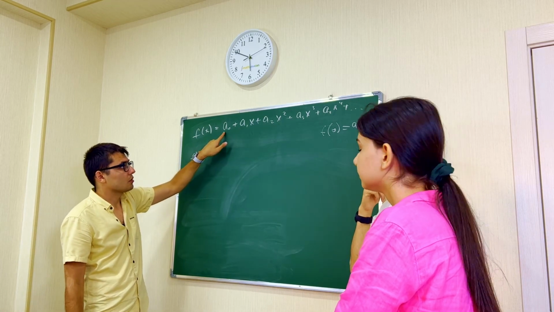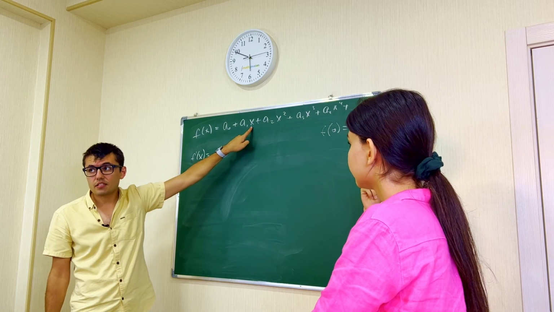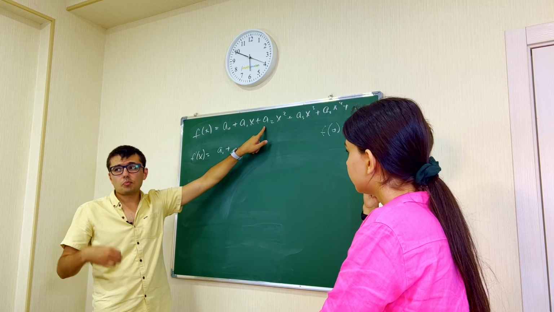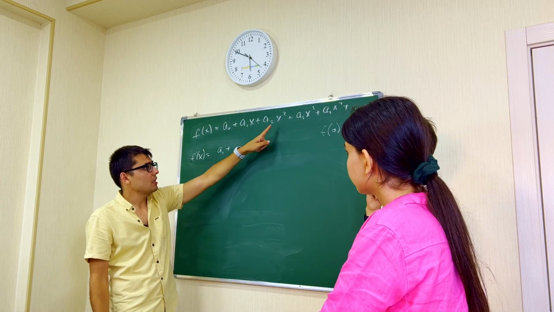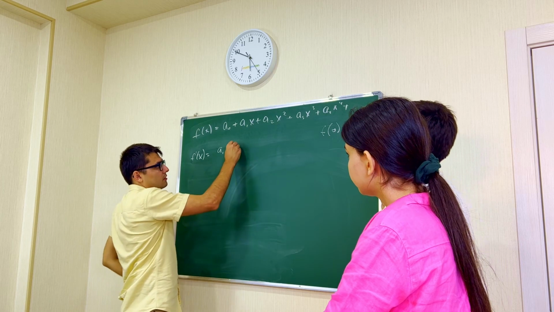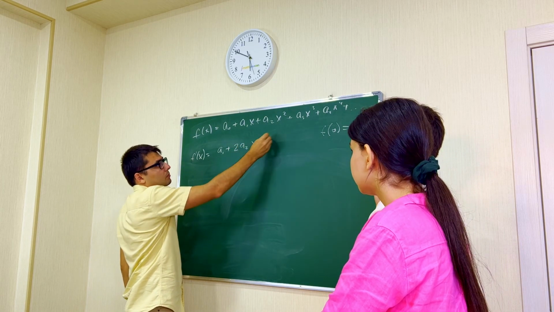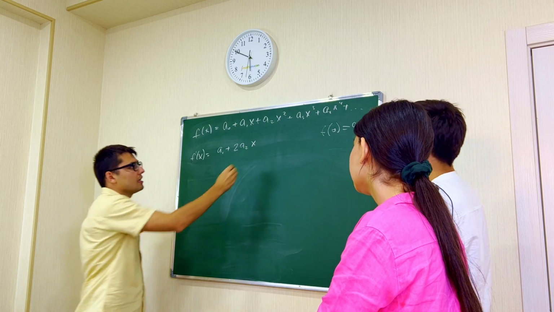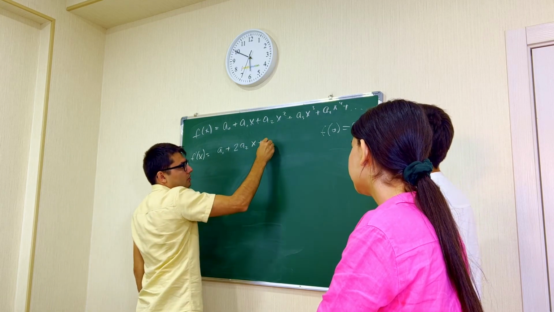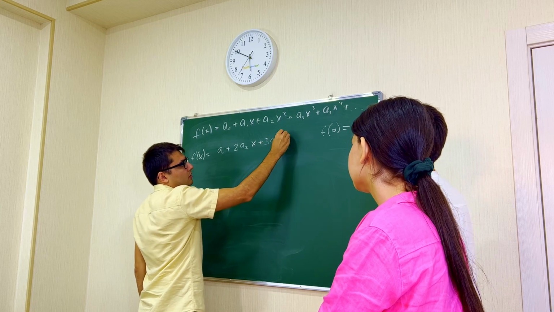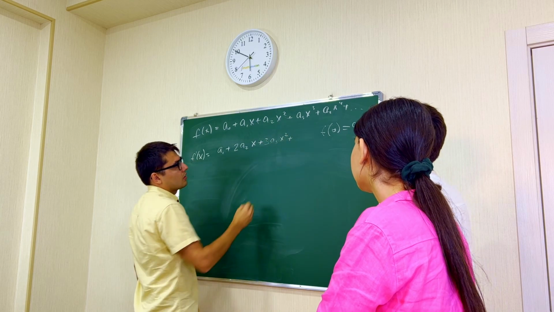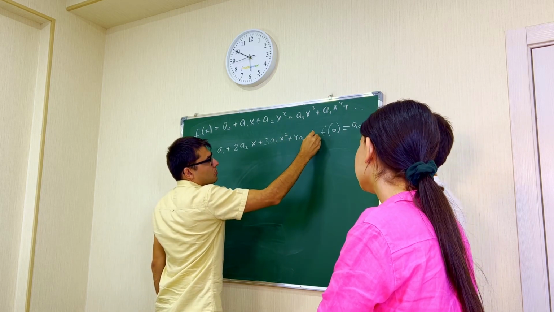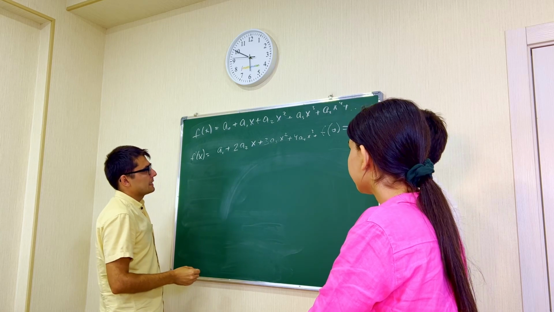So we'll move here. Here the derivative of x is 1, so we're left with a1 plus, here we apply the rules of differentiation, 2 will come in front and we'll decrease the power by 1, so it's a2 times 2 times x to the power of 1. Plus 3 a3 x squared, plus 4 times a4 times x cubed plus so on.